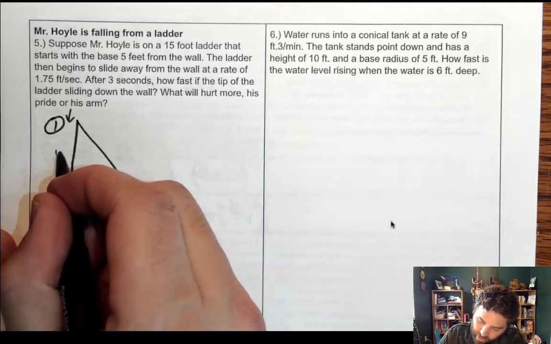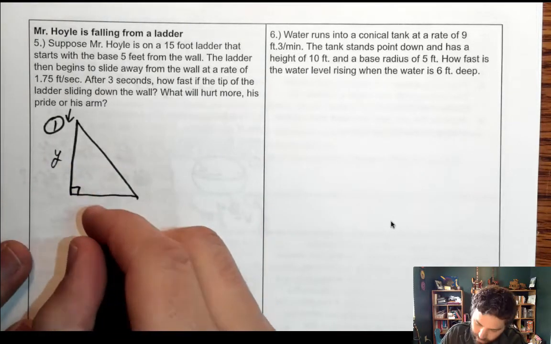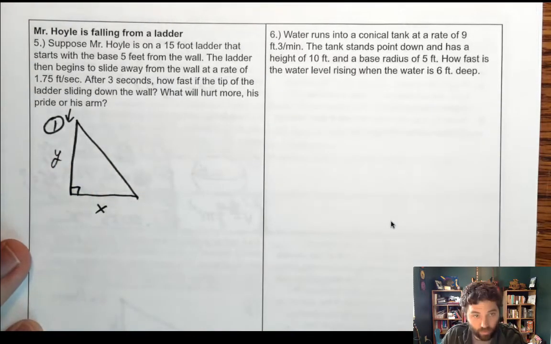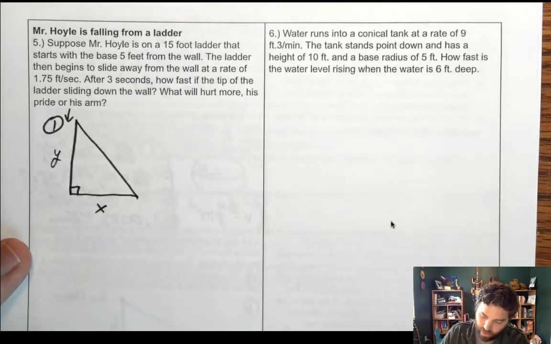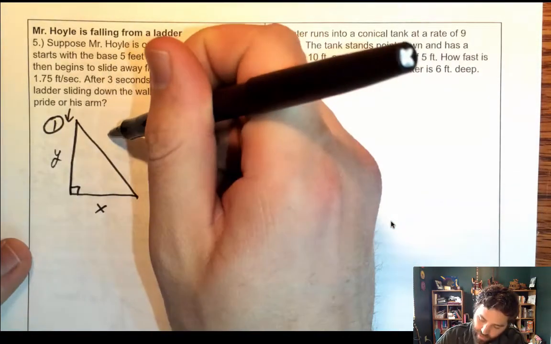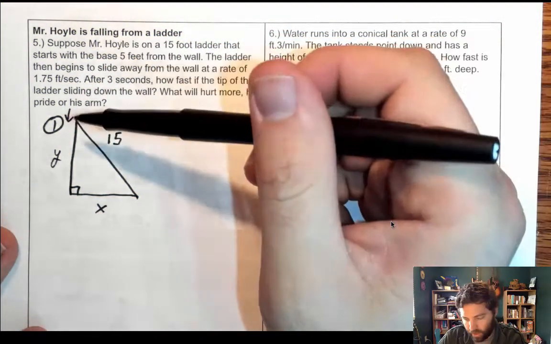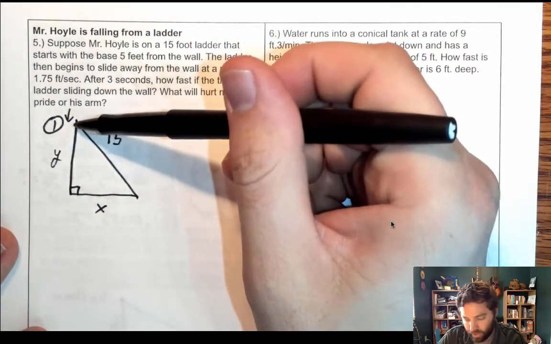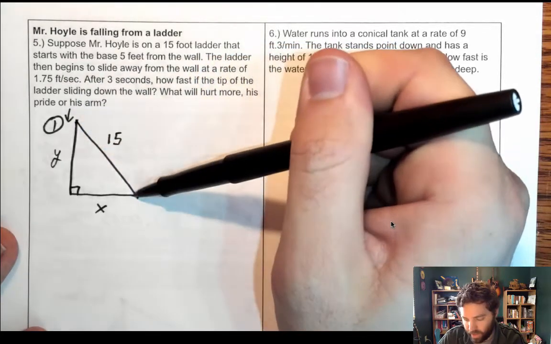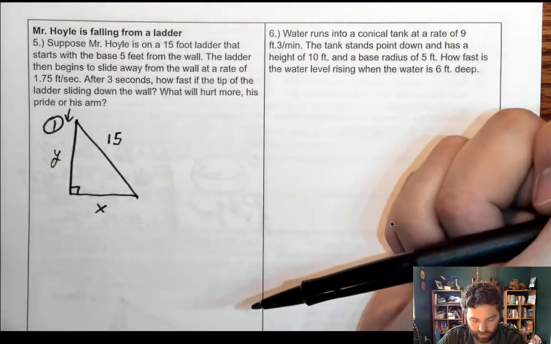We'll call this distance y, again just keeping in concert with the xy plane. And so we'll call that distance x. The length of the ladder, I can actually label that, right? This is 15. Unlike the police car situation from the other video, in this situation the distance from here to here is not changing. It's constant, so it's 15.